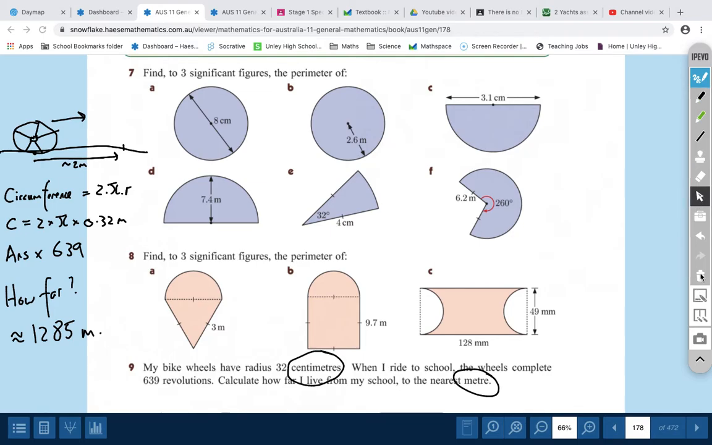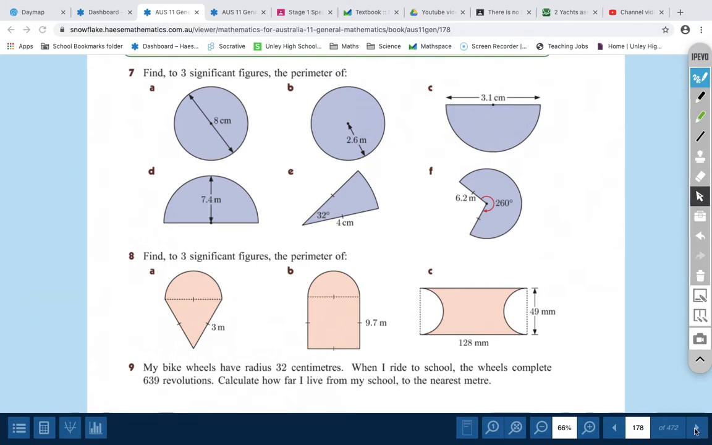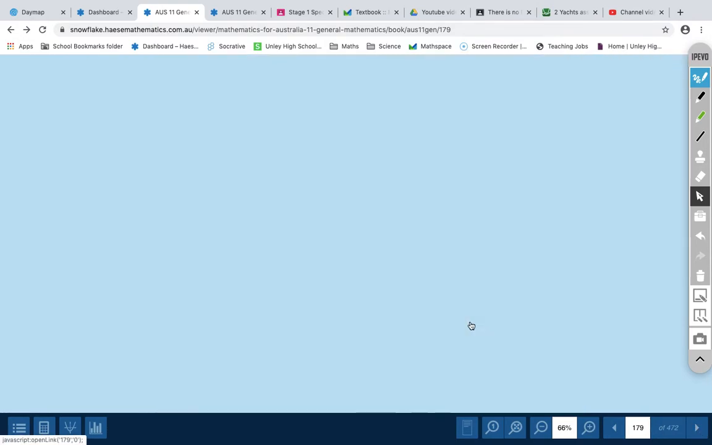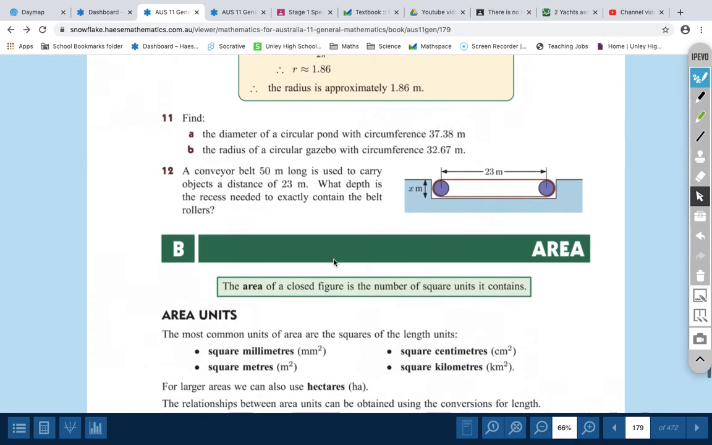The next one, I thought I would do, what number? 12. Let's have a look at 12. I think it's over the page. Here we go. All right, we've got a conveyor belt, and the whole belt is 50 metres long. It's used to carry objects a distance of 23 metres. I like the way they've got a diagram here. It's going to make it a lot easier. What depth is the recess needed to contain this belt?